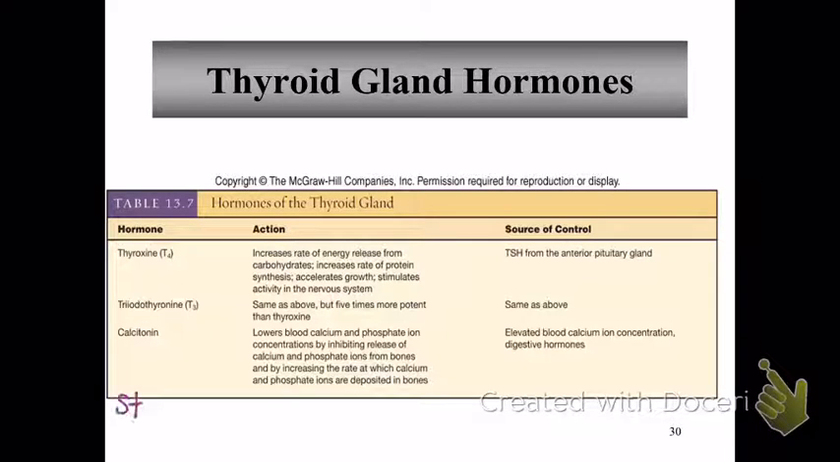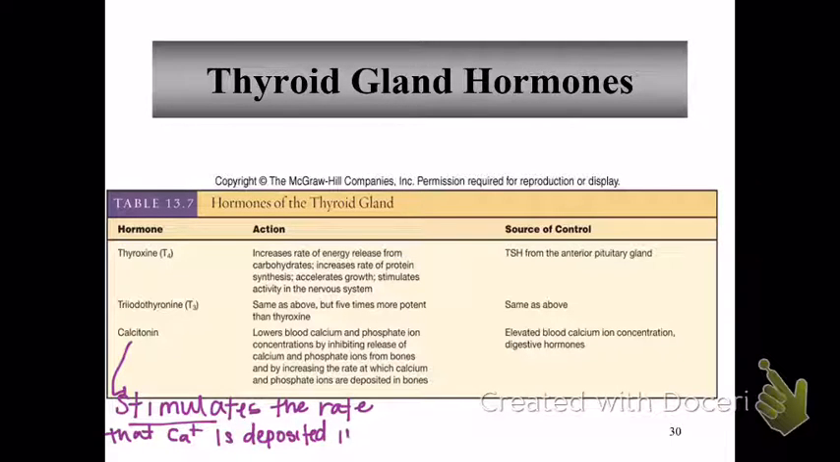So this is calcitonin. It stimulates the rate that calcium, Ca+, is deposited in bone. You also want to know that it lowers blood calcium and phosphate. Maybe I'm visual, but right here beside calcitonin, you want to write in lowers calcium. Good.